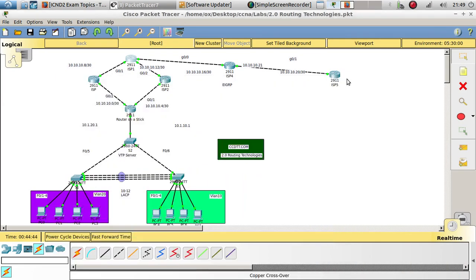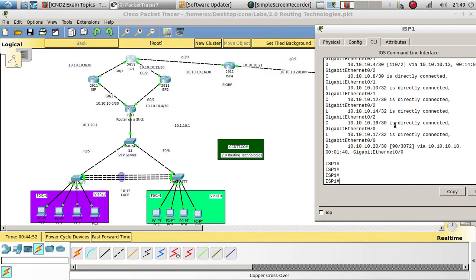Okay, so what we need to do, we actually need to do it from ISP1, because ISP1 is the one that is running both of them at the same time.